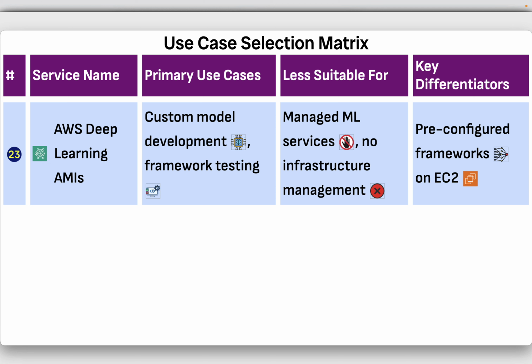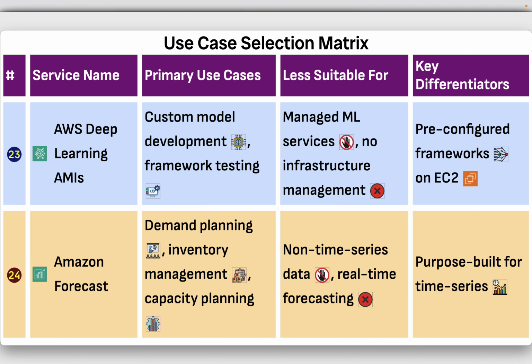Next service is AWS Deep Learning AMIs. Primary use cases are custom model development and framework testing. But it is less suitable for managed ML services and no infrastructure management. Key differentiators are pre-configured frameworks on EC2.